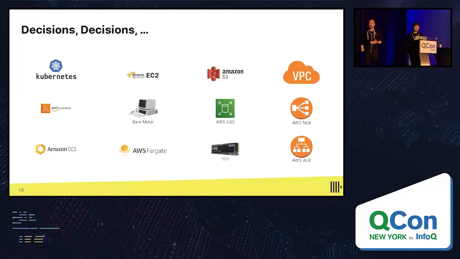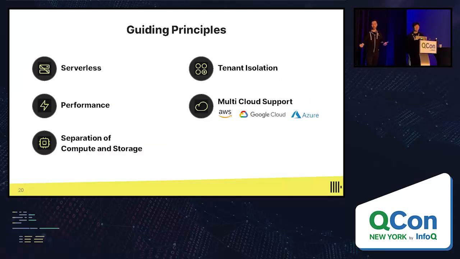For networking, there's a variety of options as well. VPCs themselves can be configured in a variety of ways, and there's a variety of load balancers to choose from, including classic load balancers, ALBs, and NLBs. So knowing that we had to make all these decisions, how did we do so knowing that we were making the right decisions? Well, to do that, we had to actually come up with some guiding principles.